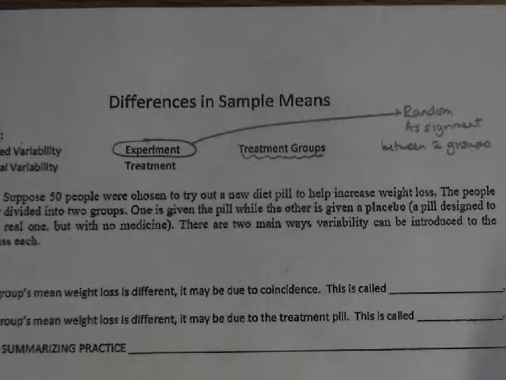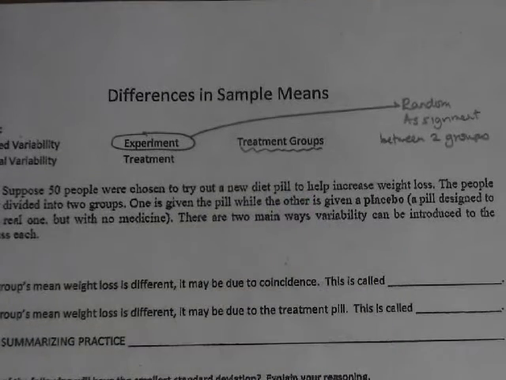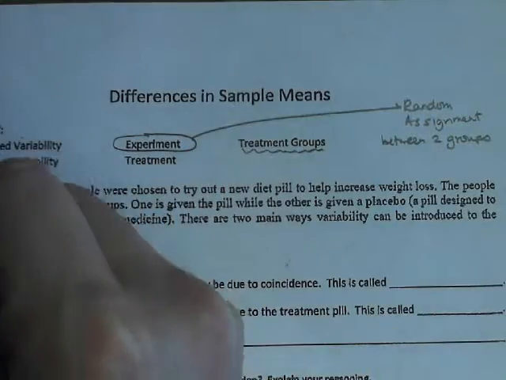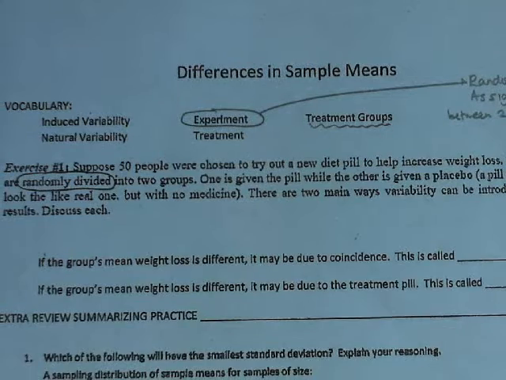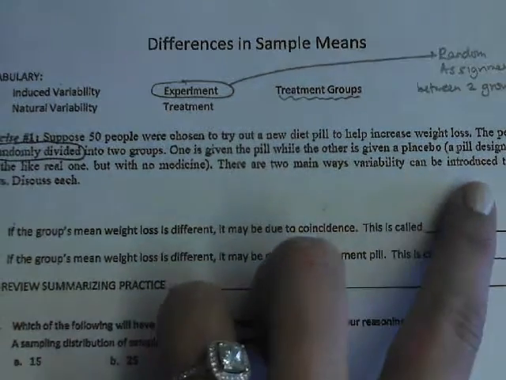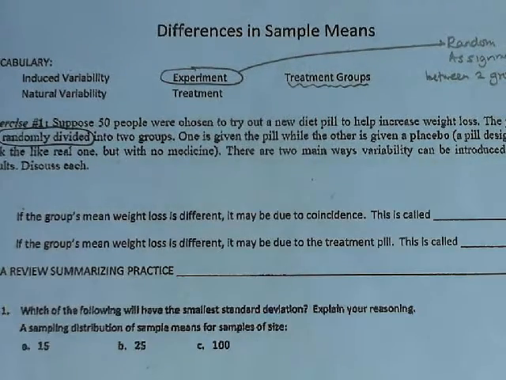Suppose 50 people were chosen to try out a new diet pill to help increase weight loss. The people are randomly divided, and that's key for us if you're ever asked to describe an experiment. If we don't see the word random, you immediately will lose a point. Okay, you have to randomly assign people to two groups. One is given the pill, while the other is given a placebo, which is essentially a fake pill that does nothing. There are two main ways variability can be introduced into the results. Discuss each. Okay.